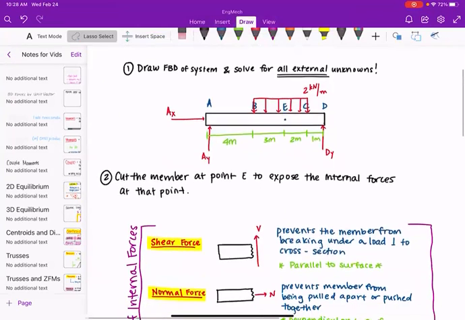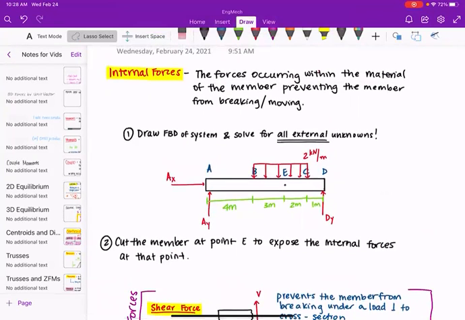What happened was basically, internal forces, like I said, is the force happening inside of the member that keeps it from breaking, moving, snapping, twisting, any kind of motion.